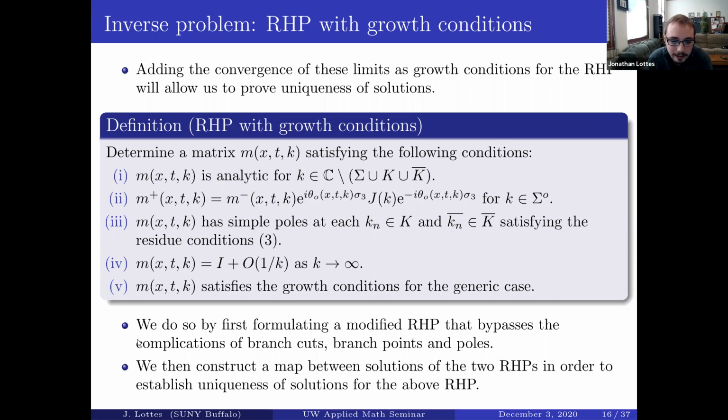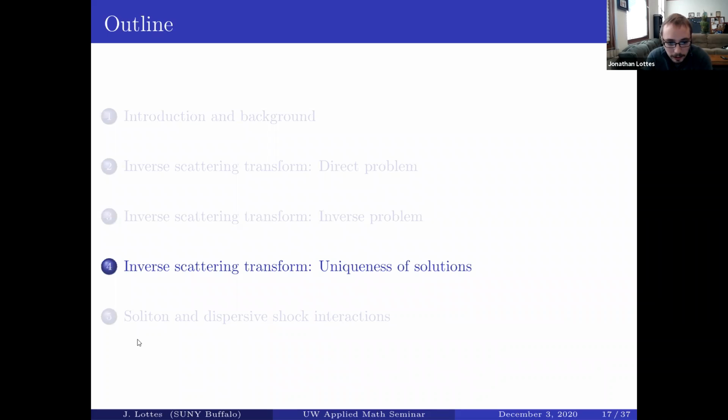And so to make this argument, the first thing we'll do is formulate a modified Riemann-Hilbert problem. This is based on Bilman and Miller, the robust IST that I mentioned before, that sidesteps all these difficulties with branch cuts and branch points and poles. And for that modified Riemann-Hilbert problem, we're able to prove uniqueness. And then we'll construct a map between the two Riemann-Hilbert problems that we can use to walk back to our original problem and prove uniqueness there. I'll pause for a moment and see if there are any questions before jumping in. But as I said, the next phase we'll be talking about is this uniqueness of solutions.